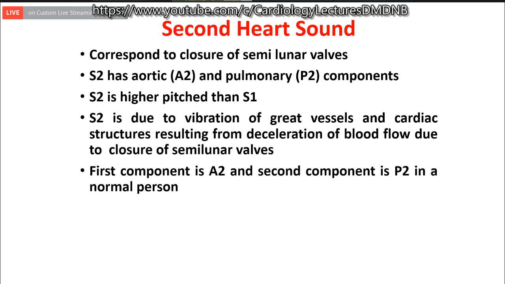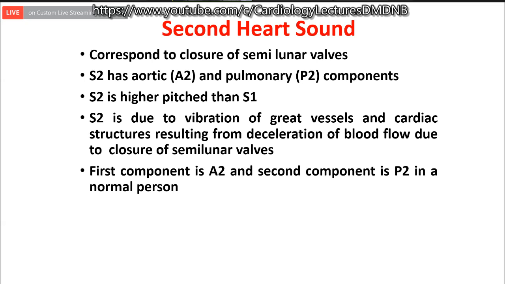closure of semilunar valves. As the semilunar valves close, because of the deceleration of blood flow at the end of the systole, there is vibration. The vibration is initiated by the closure of the semilunar valves. The vibration spreads to the great vessels and the cardiac structures, and that causes the second heart sound. So the second heart sound actually corresponds to the closure of the semilunar valves.